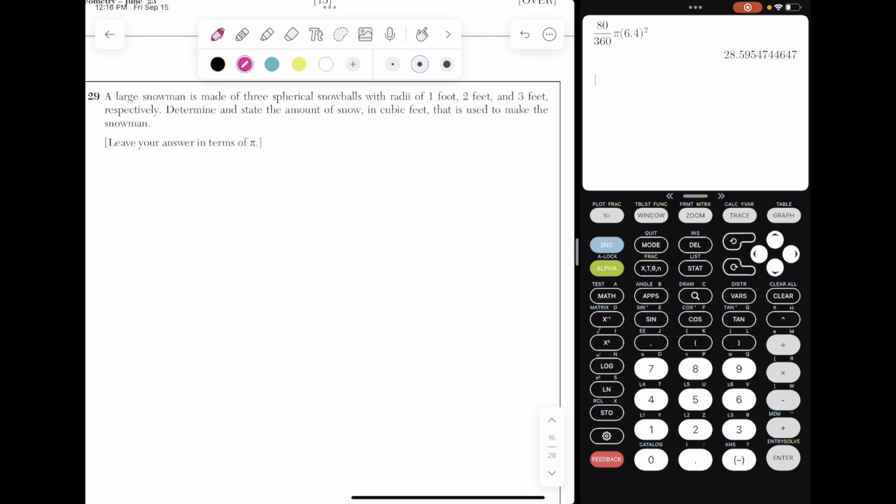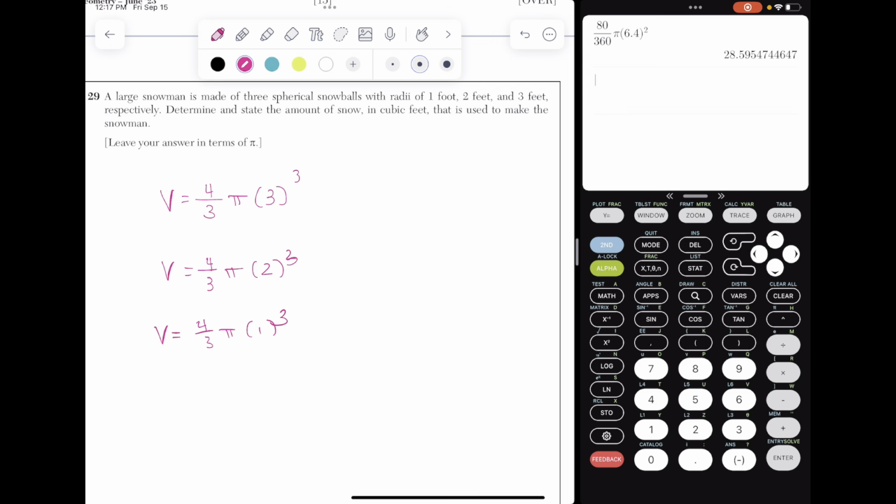29, a large snowman is made of 3 spherical snowballs with radii 1, 2, and 3. Determine and state the amount of snow in cubic feet that is used to make the snowman. All right, so we are basically going to do the volume of a sphere 3 times. Once where there's a radius of 3, once where there's a radius of 2, and once where there is a radius of 1.